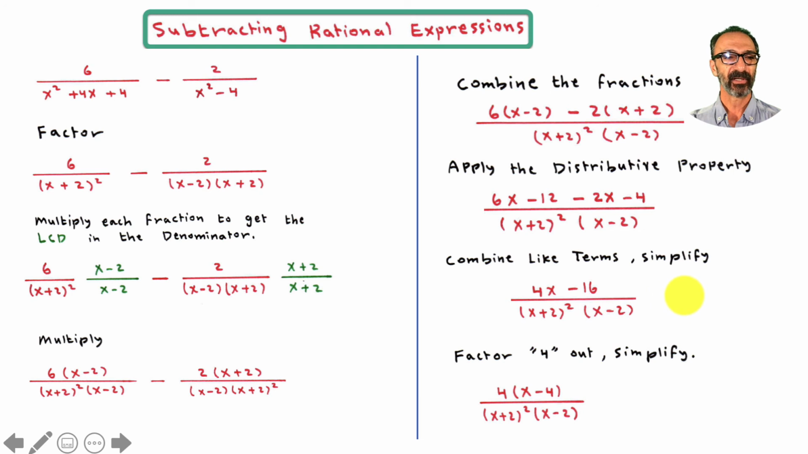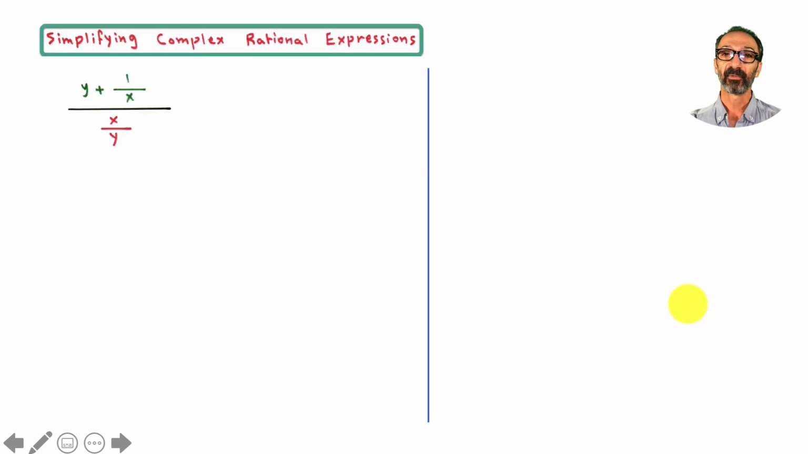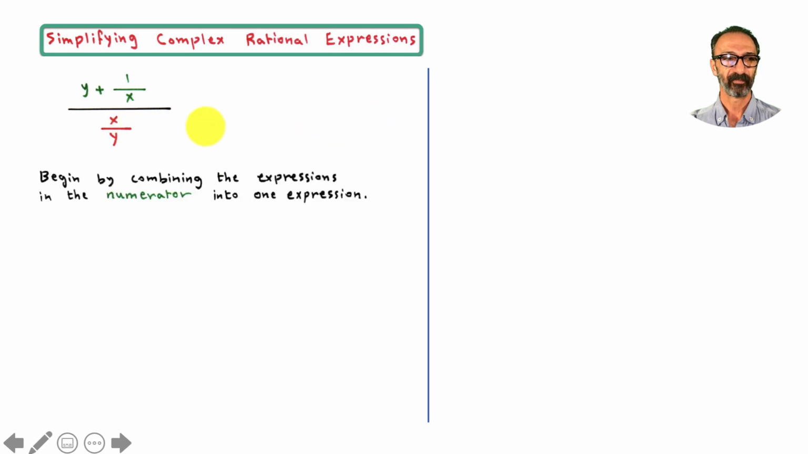Alright, now we're going to talk about simplifying complex rational expressions. That's like more than one fraction bar on top of each other. Nobody likes them. I don't mind. It's not like I don't like them. They're okay. How do you handle it? I'll show you step by step.